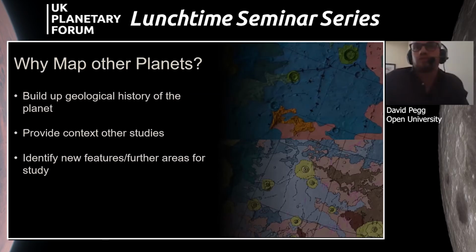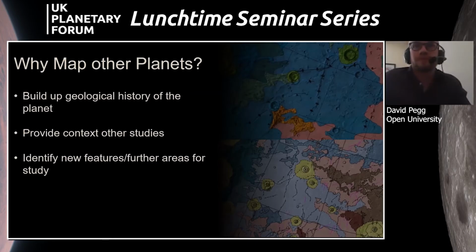So whenever you want to study a particular feature on a planet, be it the inside of an impact crater, a volcano, or a glacier, or any of those features that you might get on any rocky body in the solar system, geological maps help you focus in on features that you want to study and understand their wider setting.